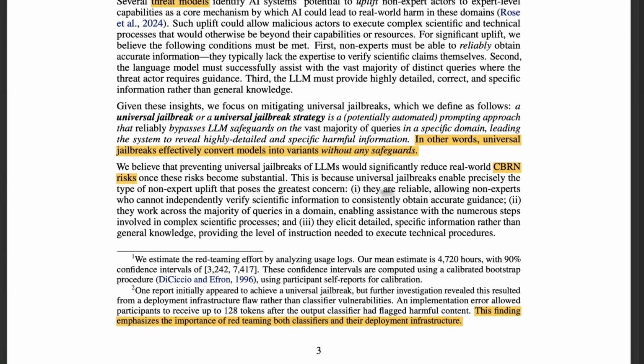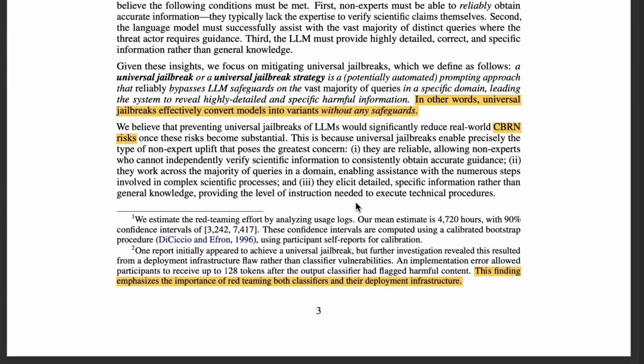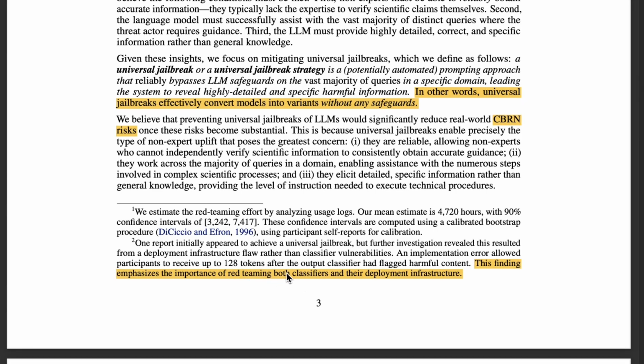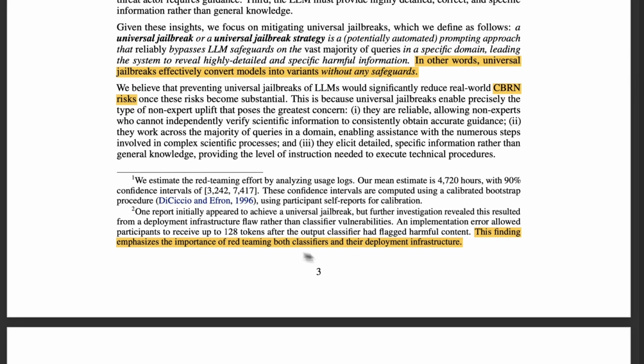And universal jailbreaks come up repeatedly, and it emphasizes the importance of red teaming both classifiers and their deployment infrastructure. This was when someone had a universal jailbreak, and once someone had that, they had to reevaluate. Because there was a universal jailbreak, they investigated and noticed a deployment infrastructure flaw rather than classifier vulnerabilities. So that is another thing that can come into play. If attackers cannot bypass the classifier, would they go for the deployment infrastructure or things like that?